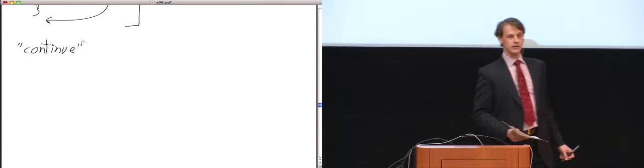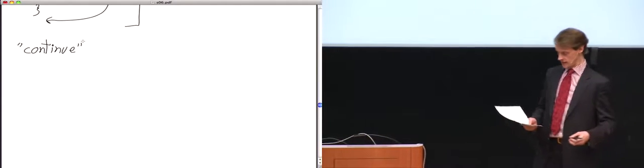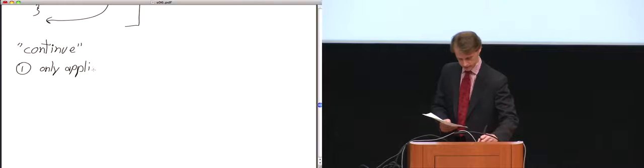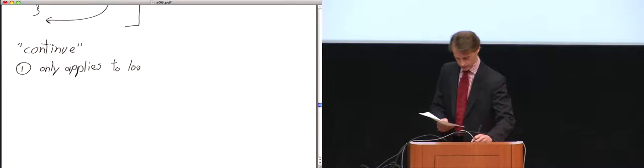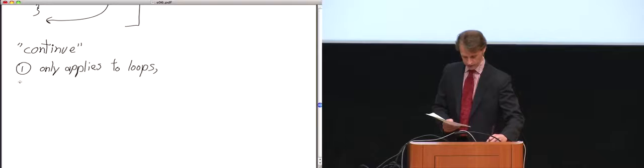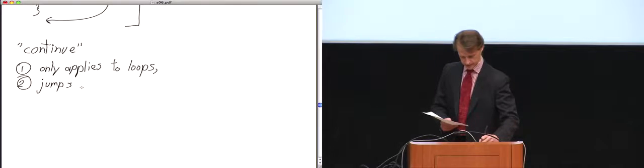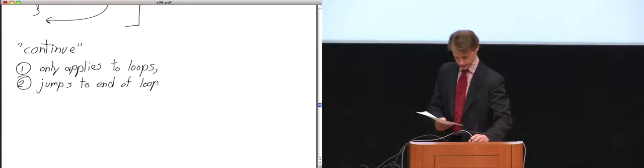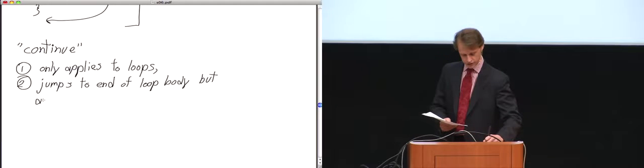There is a continue statement in Java, which is akin to the break statement. It's got two main differences. One is it only applies to loops. It has nothing to do with switch statements at all. And two, more importantly, it jumps to the end of the loop body, sort of like a break statement, but it stays inside the loop body. In other words, another iteration might commence if the loop condition is satisfied.